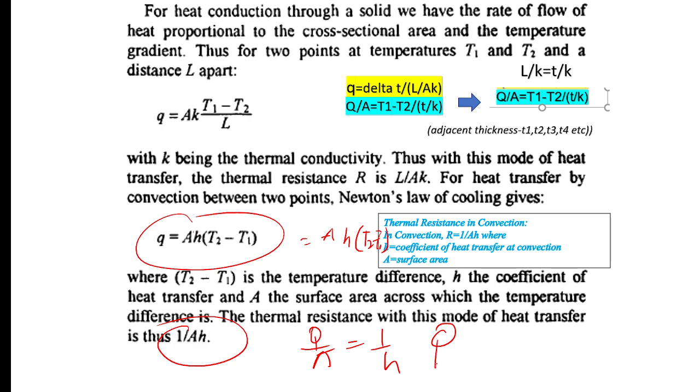And if you are considering a pipe, there's an area outside and there's an inside. So normally the outside is ho and this is hi. So what's going to happen is that Q in terms of unit area, the resistance in terms of convection is 1 over hi plus 1 over ho.